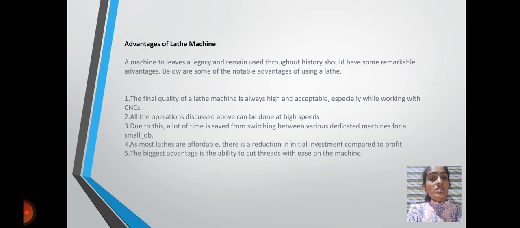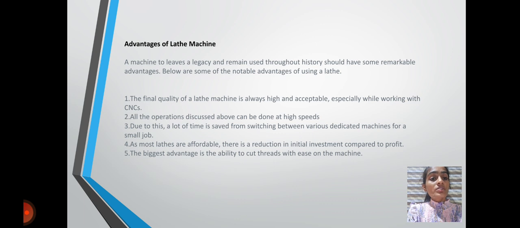Next we are going to discuss advantages of lathe machines. A machine to leave a legacy and remain used throughout history should have some remarkable advantages. Below are some of the notable advantages of using a lathe machine. The final quality of lathe machine is always high and acceptable, especially while working with CNCs.